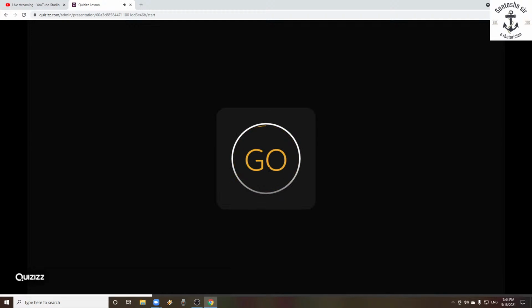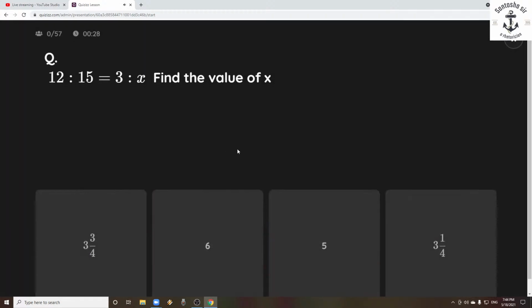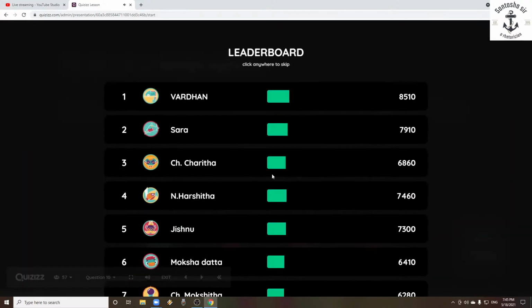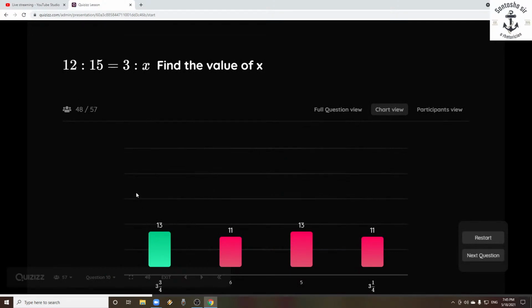So let's quickly move on to the 10th question now. 12:15 equals 3:x. Find the value of x. Time is up. 48 members answered. Third, fourth, sixth positions were replaced. But there are multiple answers here, but 13 members picked up correctly. Moving on to the next question.